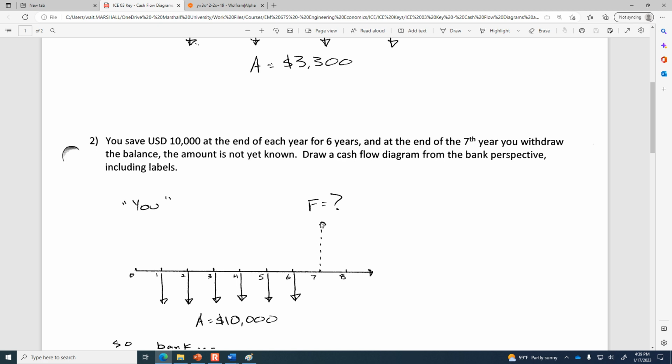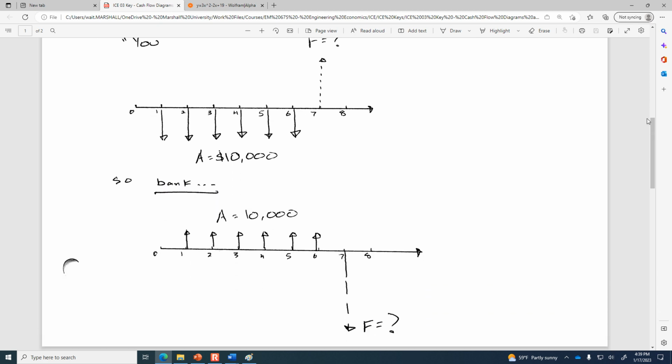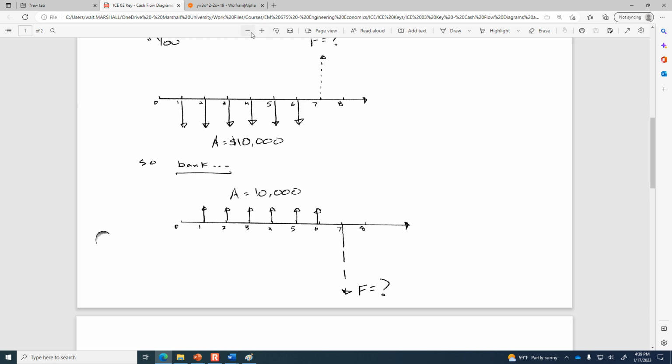Okay, so that's our perspective, and the bank's perspective is just a mirror image of that, because what they see is that they are getting $10,000 every year, and then 7 years from now they have to pay out some amount that they don't know the magnitude yet. Okay. So any questions about the first 2 problems?